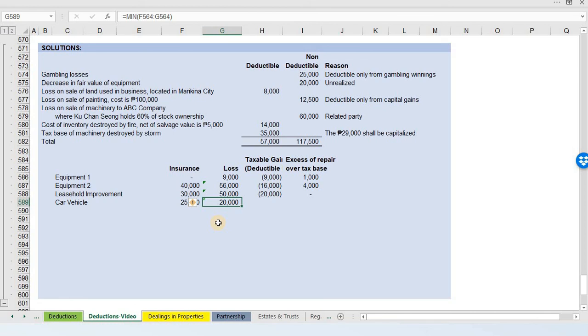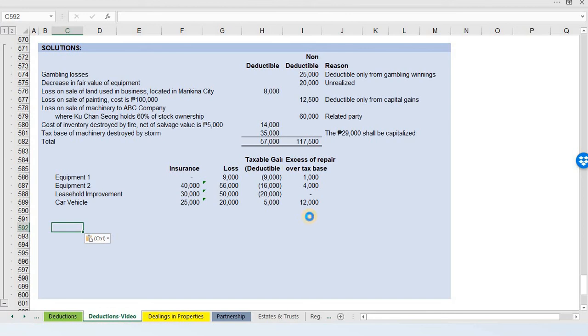And how much is the deductible loss? By this time, we have no deductible loss. Why? Because the proceeds from insurance exceeded the 20,000 tax base. So instead of a deductible loss, we have a taxable gain of 5,000 pesos. And since the repair cost exceeded the tax base, we have an amount to be capitalized for the car vehicle, which is 12,000 pesos.